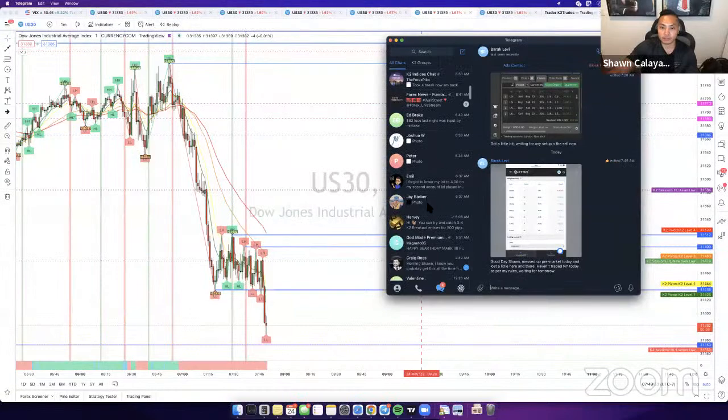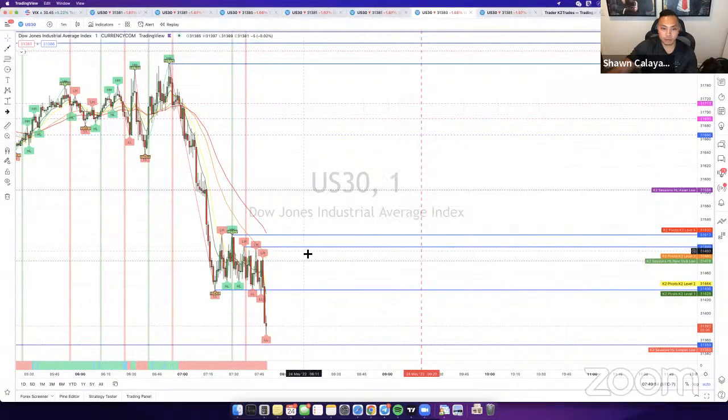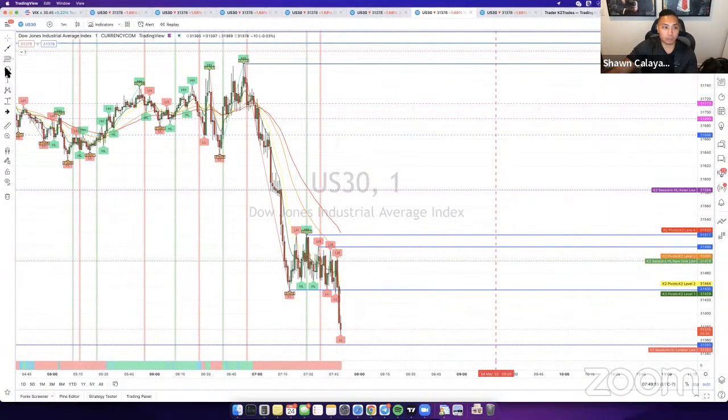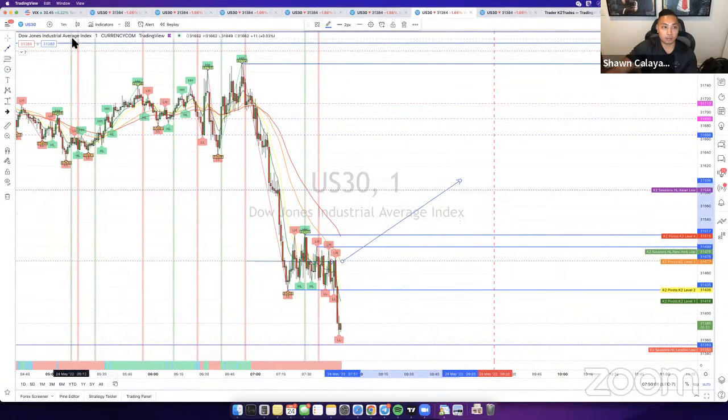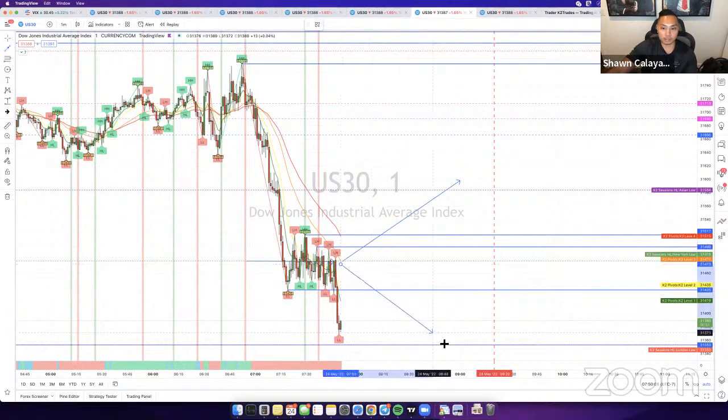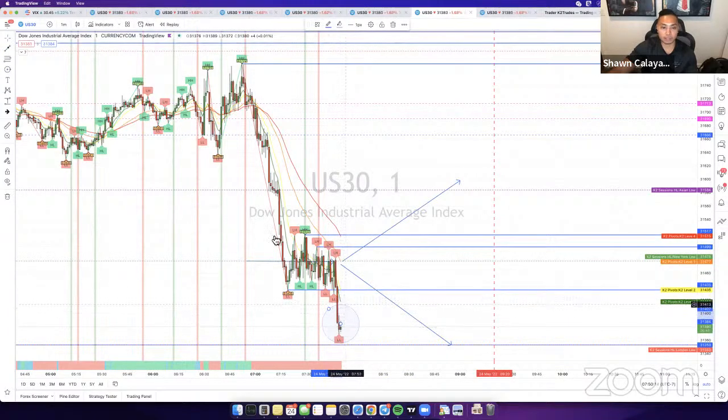At the end of the session today, other than that, you guys can see what I marked up earlier. As I mentioned, price was ranging sideways and squeezing, and I mentioned that price was going to break out one way or the other, right? So price was going to break out to the upside, or it was going to break out to the downside. As you guys can see right here, price did break out to the downside. So if you guys traded in the direction of bias, it would have played out in your favor.